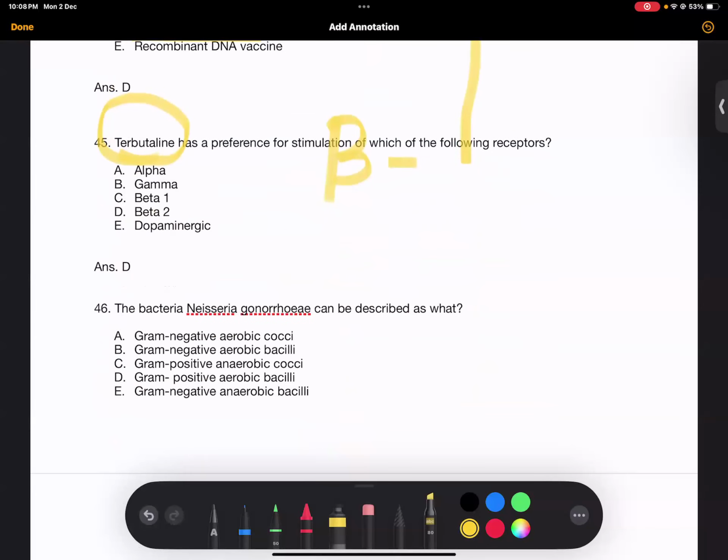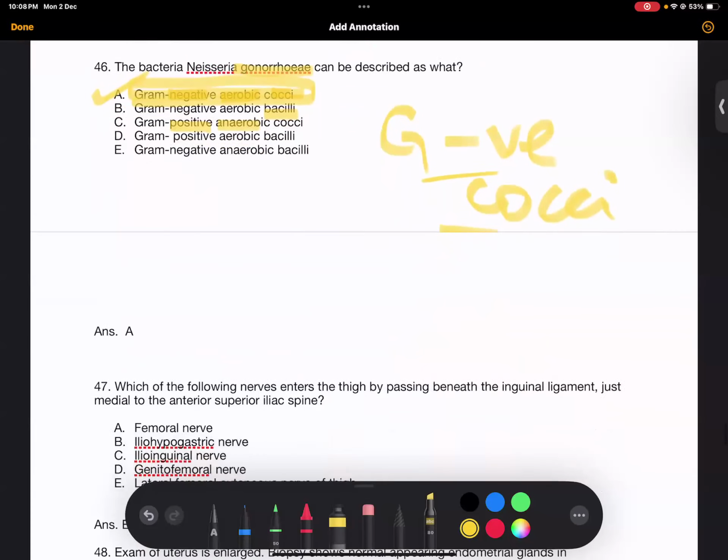Okay, so now gonorrhea. Gonorrhea can be described as what? They are asking first gram negative or positive, then aerobic or anaerobic, and then cocci or bacilli. So you have to select like this. You know that it is gram negative, this is an easy thing, and you know that it is a cocci. But aerobic and anaerobic you need to remember. Most commonly it is aerobic, but it can also occur as anaerobic cocci as well. Okay, so gram negative aerobic cocci.